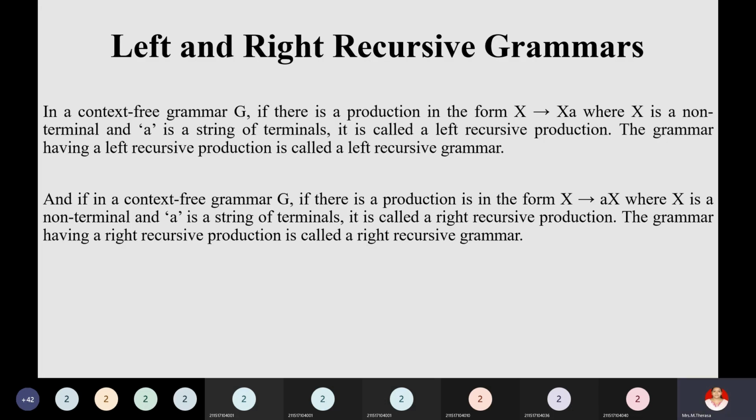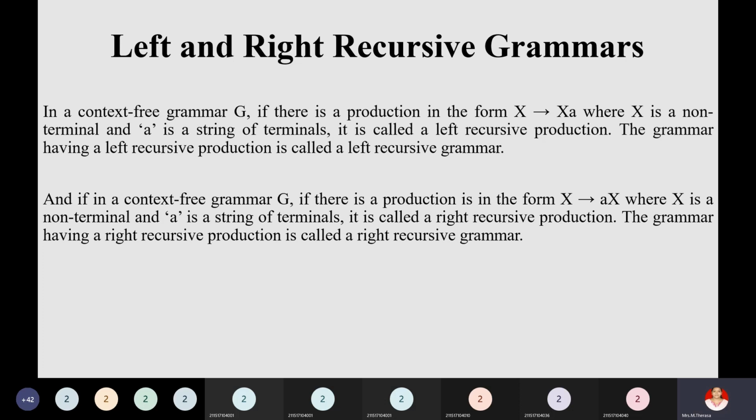Next is left and right recursive grammars. In a context-free grammar G, if there is a production in the form X tends to XA, where X is the non-terminal and A is a string of terminals, it is called left recursion production. The grammar having the left recursion production is called left recursive grammar. If there is a left recursion production in the grammar, then the grammar is called as left recursive grammar.